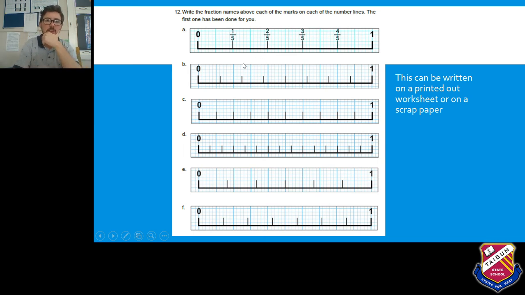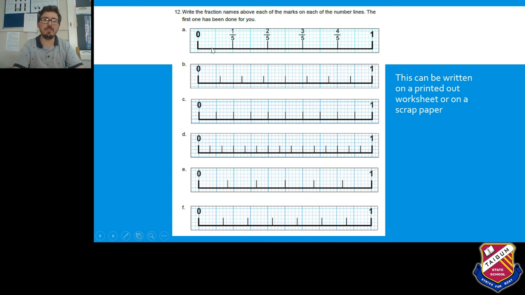Let's look at B. Count how many increments or little lines there are between 0 and 1. Remember, 0 is nothing, so I don't count the 0. Pause the video and count them. Okay, did you count 8? That's what I counted. So this number line must be split into eighths.